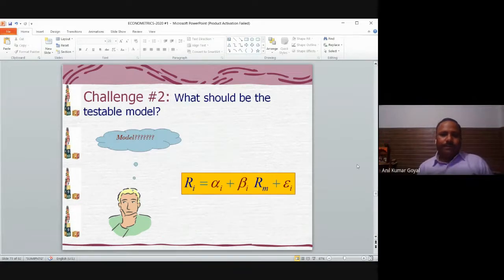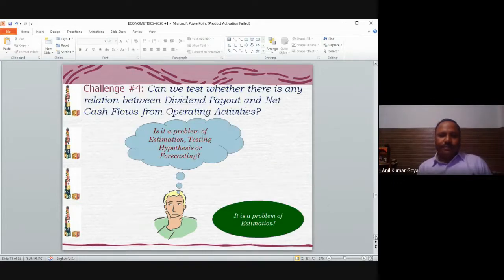So challenge number 2, what should be the testable model? So return is equal to alpha plus beta times market return plus error. So return of security is equal to alpha plus beta and market return, then error.